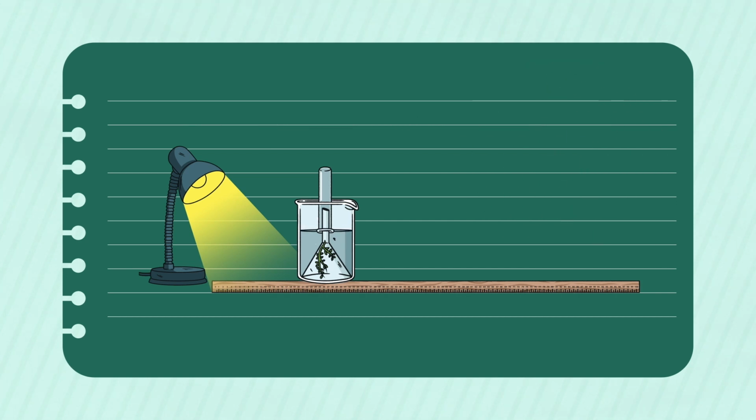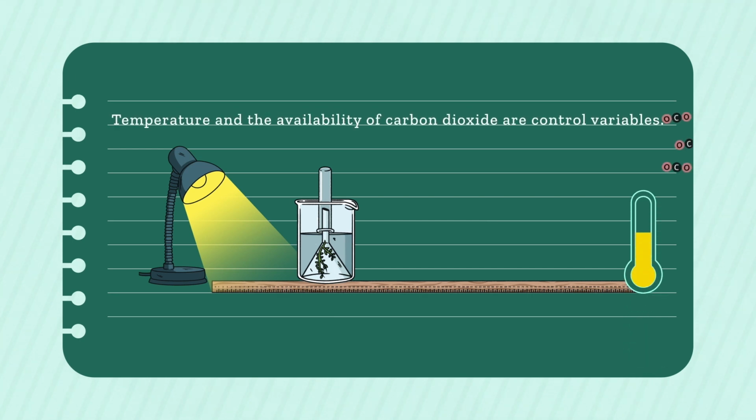Since temperature and the availability of carbon dioxide can also affect the rate of photosynthesis, we will need to keep these things the same during our experiment. Temperature and the availability of carbon dioxide are control variables.